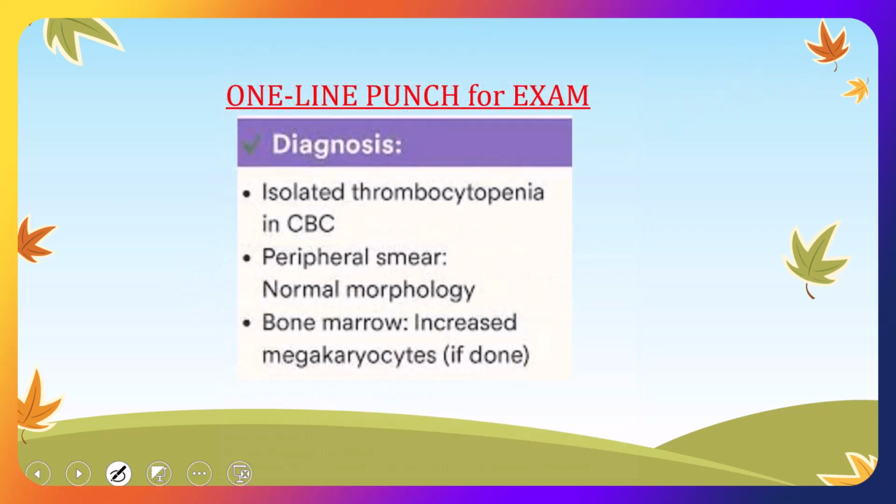Now, the summary of the diagnosis I am giving you in the form of a one-line punch for the exam. The diagnosis can be done on the basis of isolated thrombocytopenia in CBC. What is the peripheral smear showing? Normal morphology. And if you do bone marrow, it will show increased megakaryocytes if it is done, because peripherally on the blood film there is decreased platelet count, so bone marrow is getting the signal to produce more and more platelets.